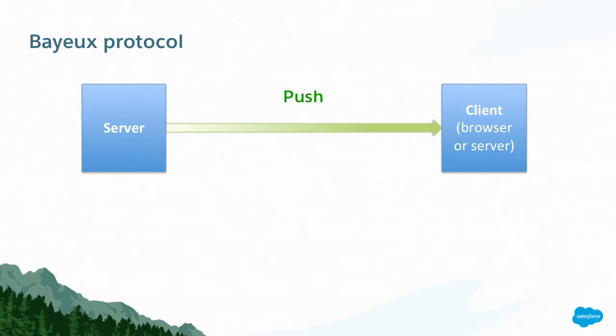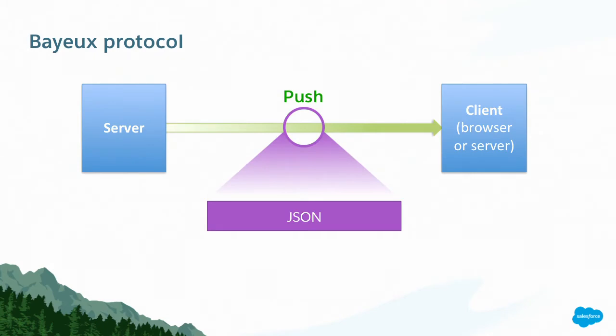And the Bayeux protocol is one of the tools we use to have this push technology. The Bayeux protocol is using JSON, so we're sending JSON from the server to the client. And we have two ways to do that. There are two transports, so two ways to carry this information. We can either use polling transport or streaming transport. And then for these two categories of transport, we have different implementations that are defined in the protocol.